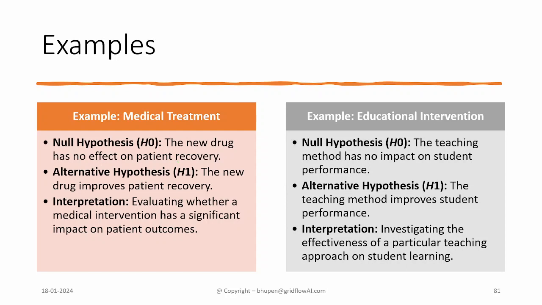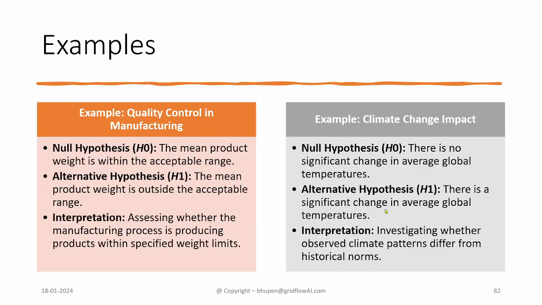So the alternate would be, yes, the drug has some effect. It improves the patient condition. Educational intervention, let's say a new teaching method, and the null hypothesis will be, well, this has no impact on the overall performance of the student. And the alternate hypothesis would be, yes, it does have some impact and it improves the performance of the students.